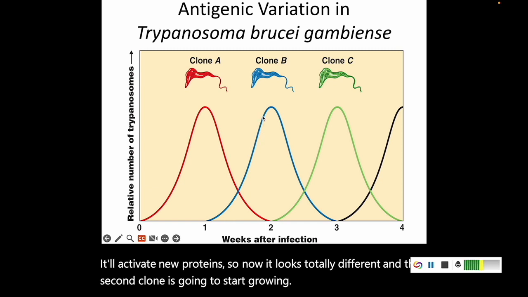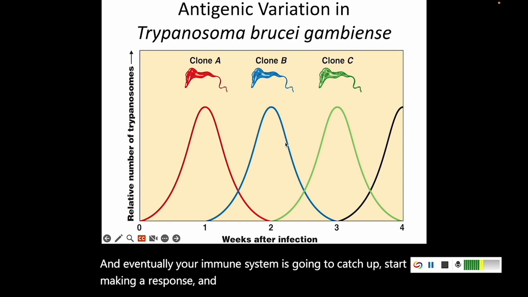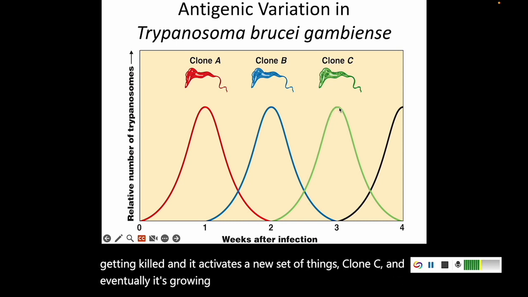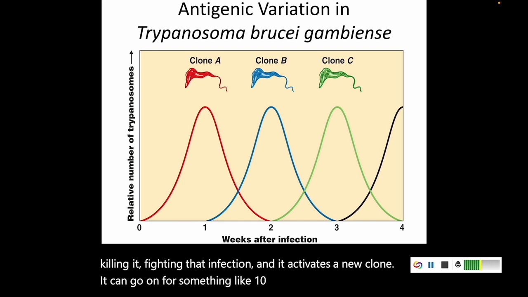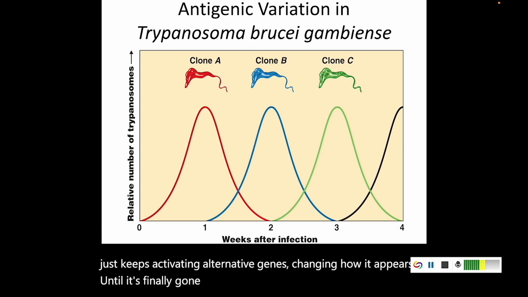And this second clone is going to start growing. Eventually your immune system is going to catch up, start making a response and fighting the infection. So that clone starts getting killed and it activates a new set of things. Clone C. And eventually it's growing. Your immune system catches up, starts killing it, and it activates a new clone. It can go on for something like 10 years in some people, where it just keeps activating alternative genes, changing how it appears, until it's finally gone through all of its genetic combinations and your immune system is able to fight it.